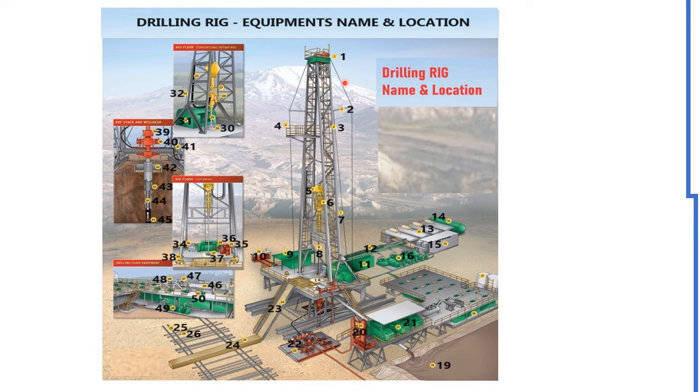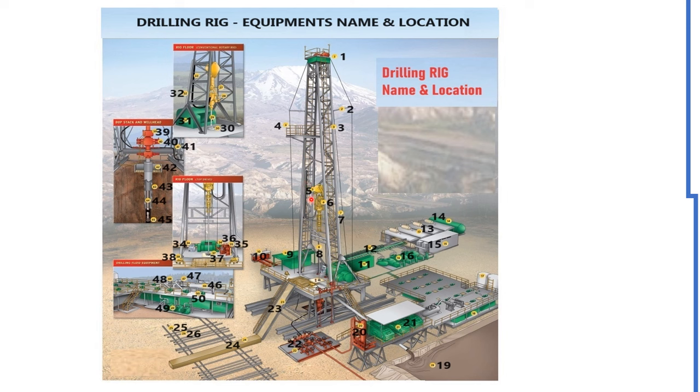So this number one is the crown block. This area is called the crown block. Number two, cat boom line. This one we are looking over here, cat boom line. Number three is the drill line. This number three is like a drill line. Now number four is monkey board. This is monkey board.